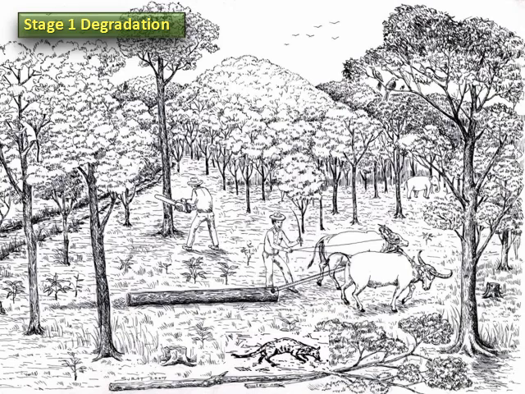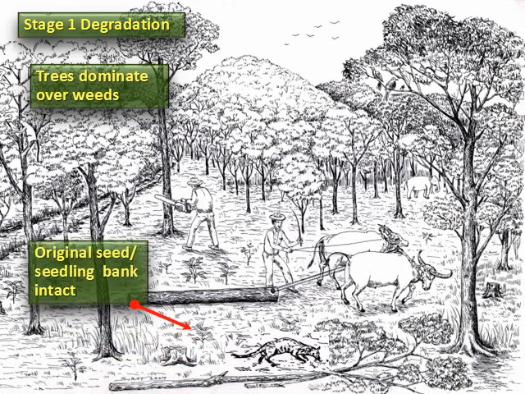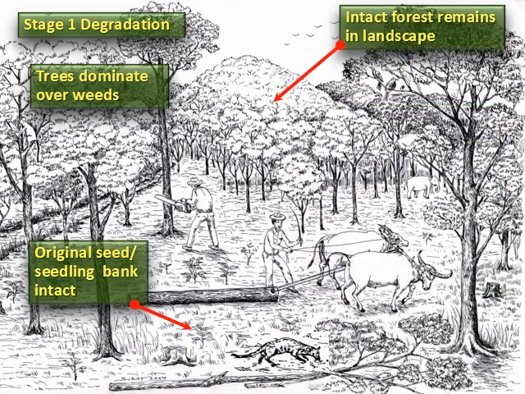selective logging. If you look at this site, the trees are still dominating over the weeds, so there's just enough shade from the crowns of the trees to stop the grasses of the imperata and the bracken and the eupatorium from springing up. There's plenty of original seeds left from the original forest in the seed bank and the seedling bank. There's even some intact forest very near to the restoration site, and it is possible that some of those seeds will come on over and be dispersed and establish themselves in the restoration site.